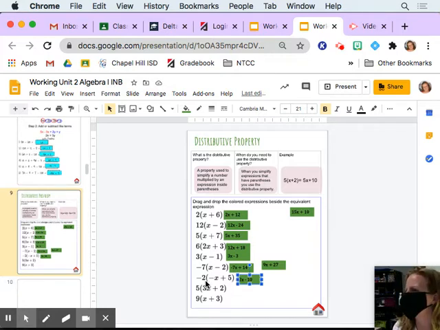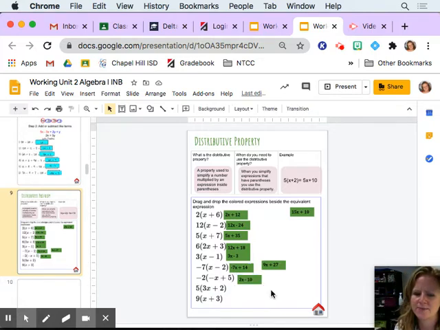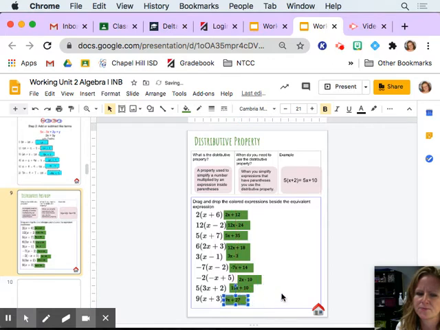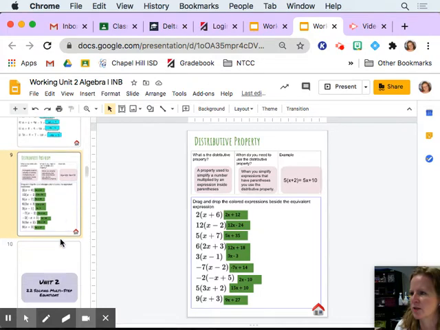So negative 2 times a negative x is a positive 2x. Negative 2 times 5 is negative 10. 5 times 3x is 15x. 5 times 2 is 10. 9 times x, and then 9 times 3 is 9x plus 27. Okay, so we should be done with slide 9. So just double check yours.